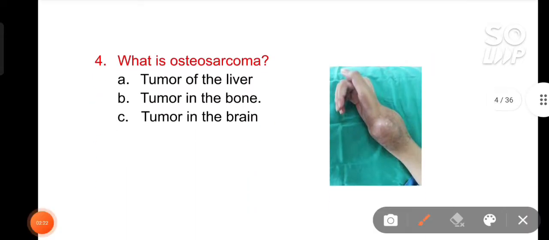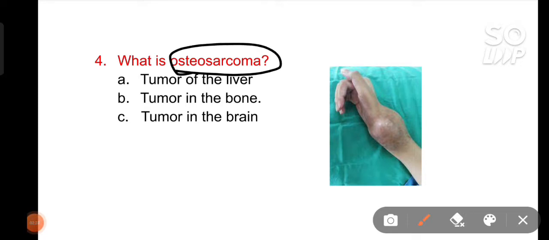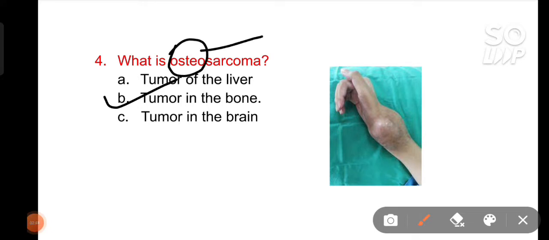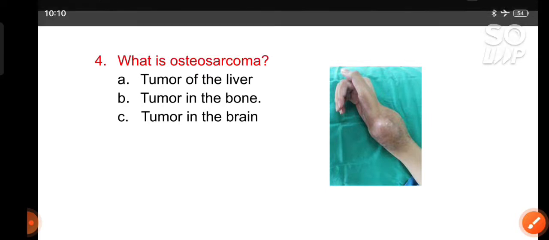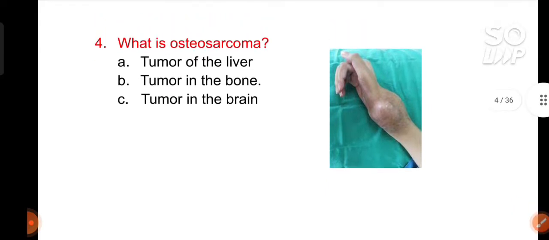The next question is, what is the meaning of osteosarcoma? The options are tumor of the liver, tumor in the bone, tumor in the brain. The right answer is tumor in the bone. Osteo is always related to the bone. Sarcoma is the cancer or tumor cells formed in the bone tissue.